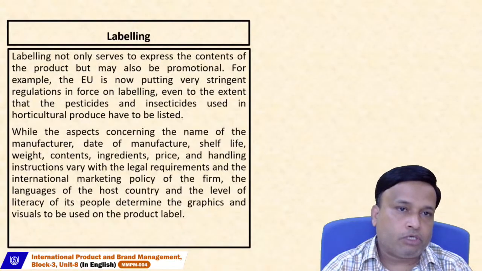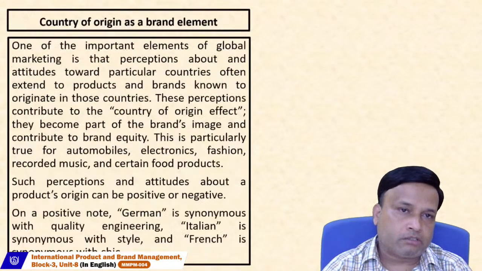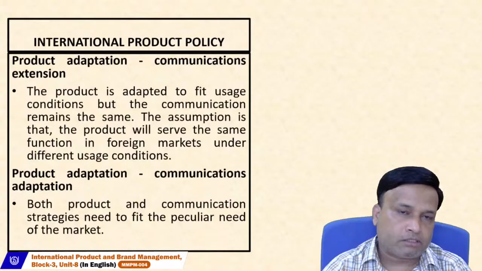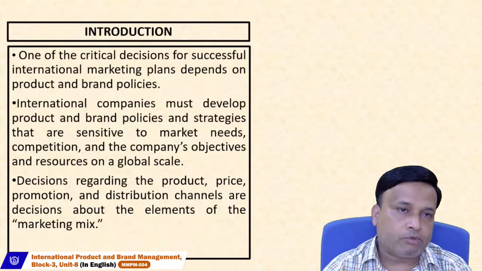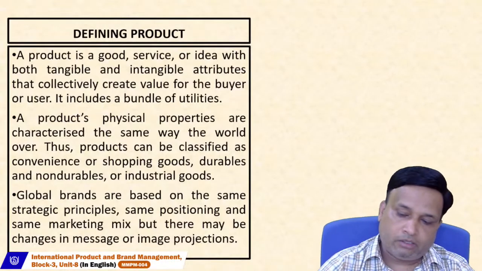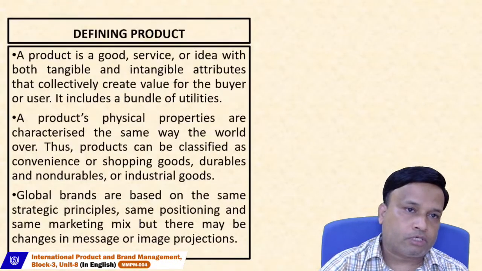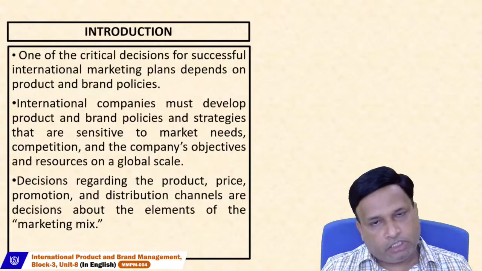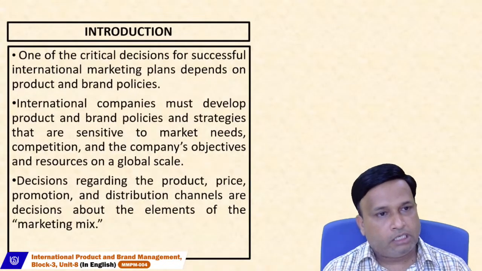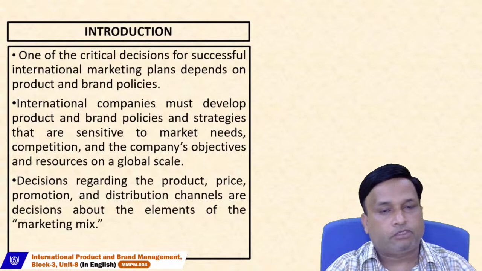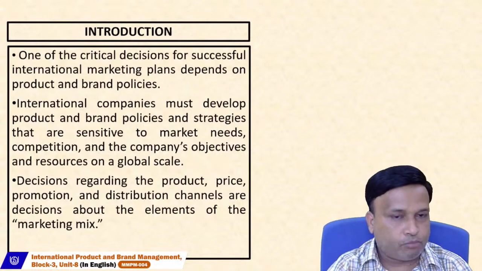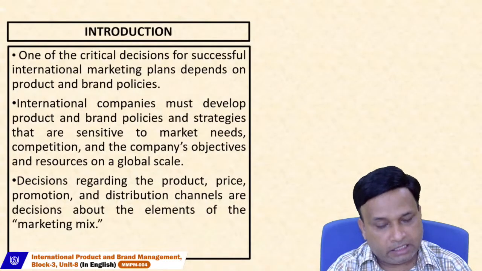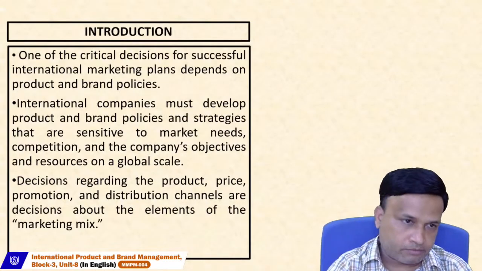So that is what we talk about. Before we proceed further, let us discuss one by one. That is what you have discussed again. We talk about the international product life cycle. We talk about the product. Initially, we talked about how the product has to be successful. The company's success depends on the product and brand policies. If you have the right policy and the right branding strategy, then you will get success.